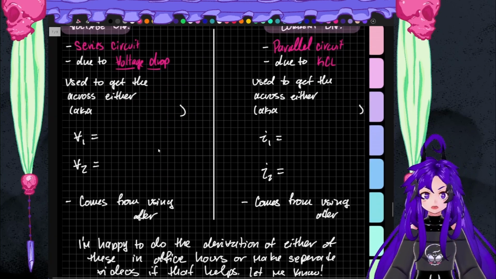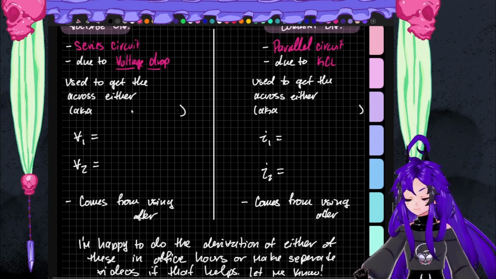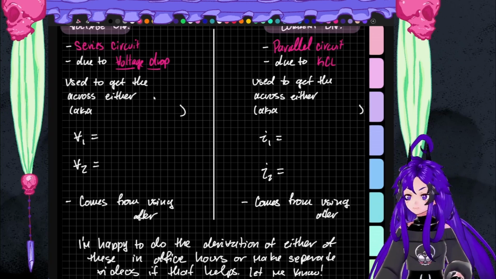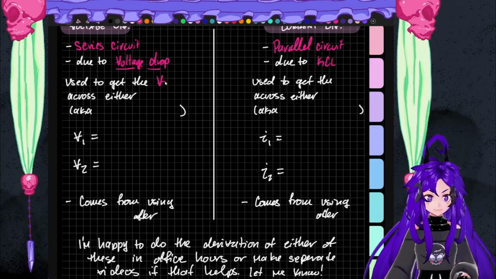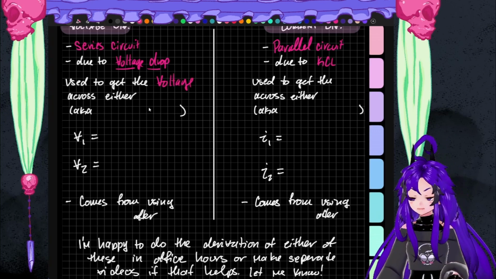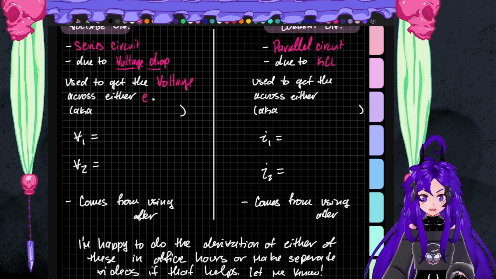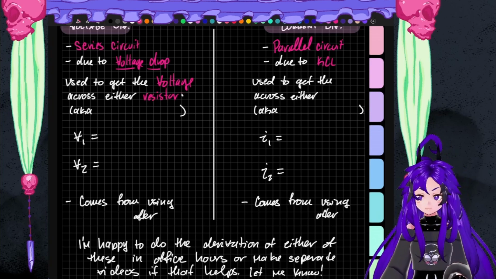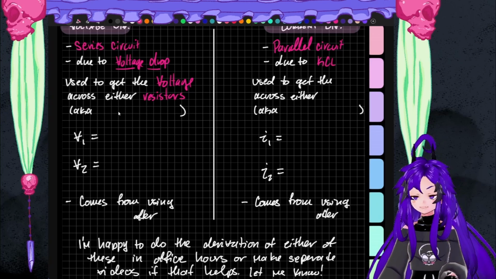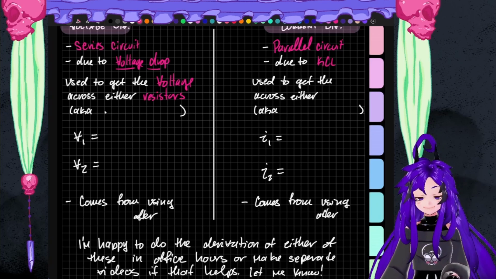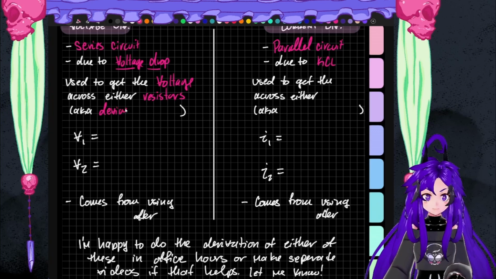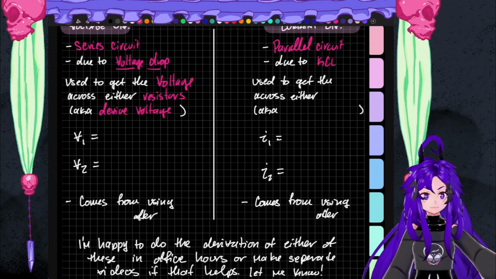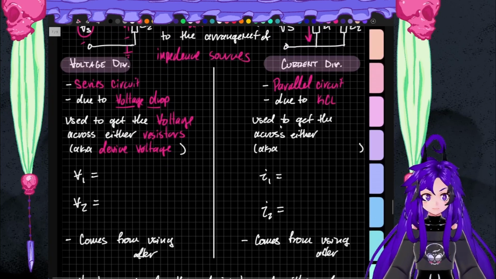Okay, so voltage divider is used to get the voltage across either the resistor, or either of the resistors. And it is equivalent to saying it's the device voltage. We're getting the device voltage of either resistor, okay?